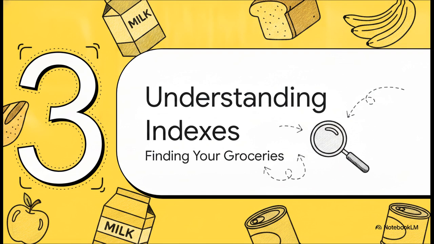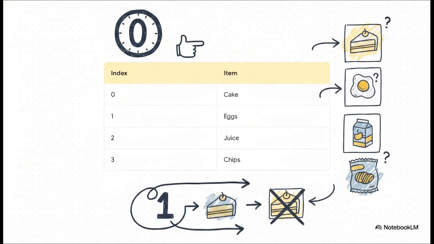This is all about finding your groceries once they're put away. So let's talk about how we actually find specific items in our new list. Now, you might notice the counting system in Python is a little weird. Python actually starts counting at 0. This is what we call an index. So our first item, cake, sits at index 0. Eggs are at index 1, juice at index 2, and chips at index 3.